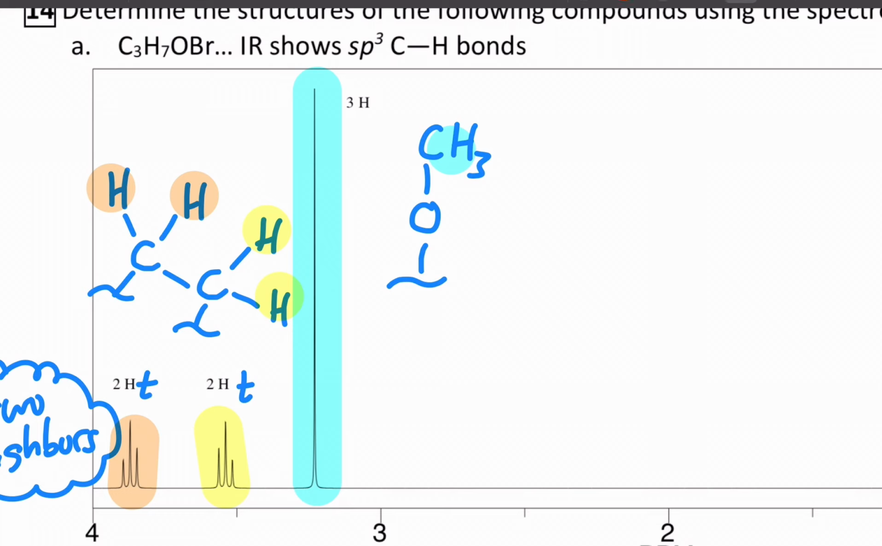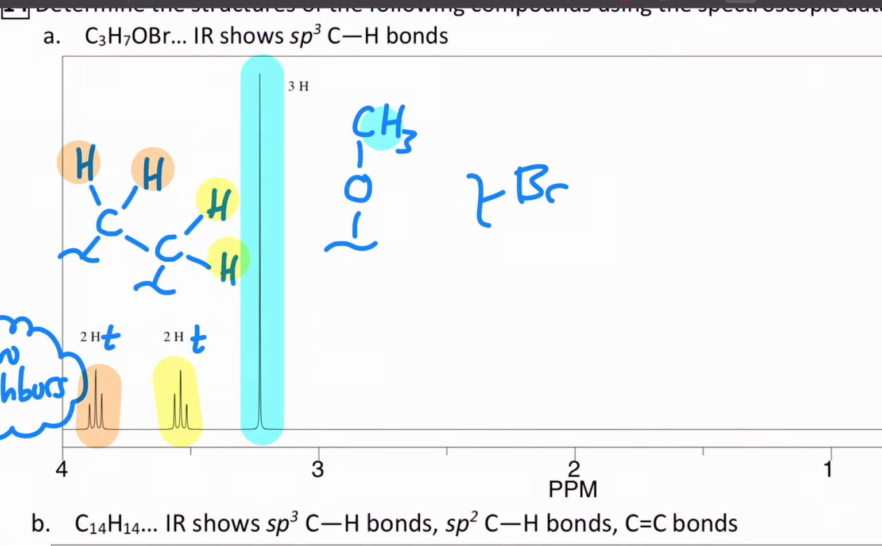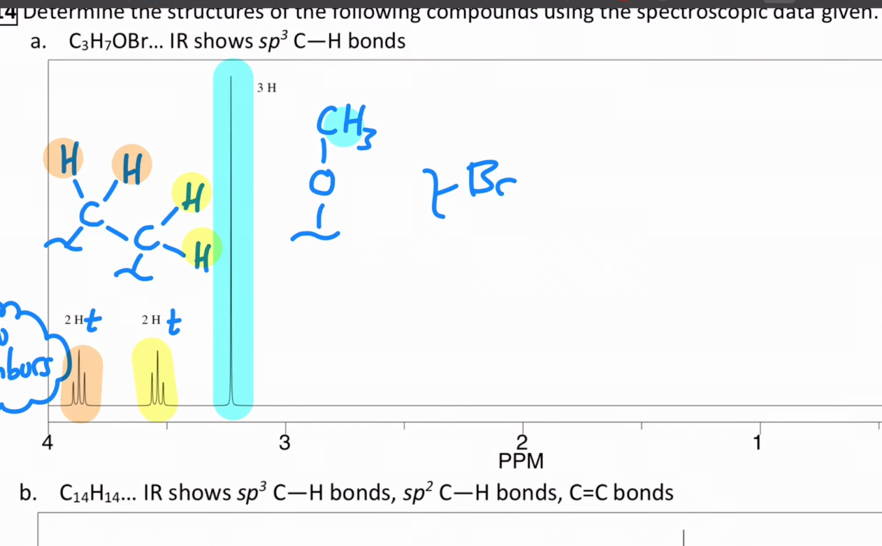And then just to complete the formula, go back and check. There's nothing else interesting in the IR, just sp3 CH bonds, but I also have a bromine. And a bromine means I have a single terminal bromine. It'll only make one bond in its typical bonding. And those are the pieces of the puzzle, and there's only one way those 3 fragments can go together.